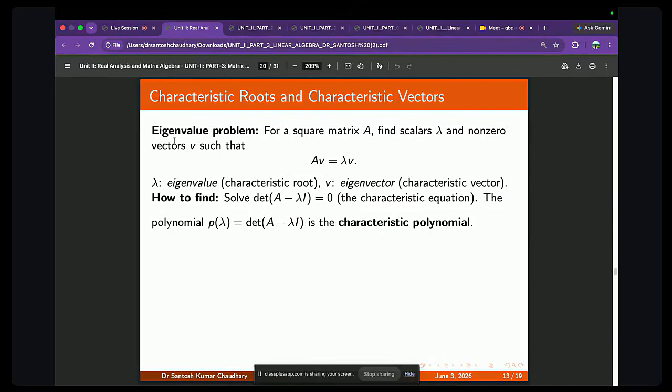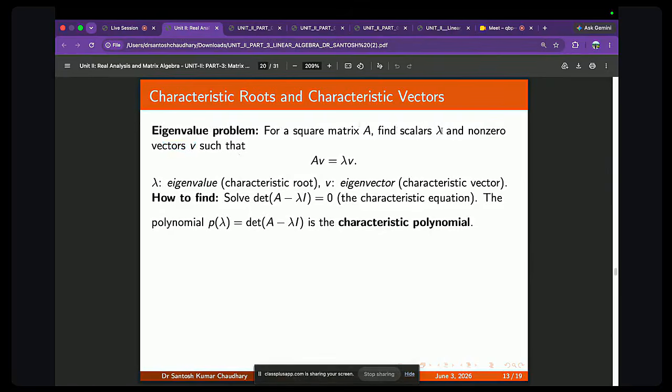The next is eigenvalue. So what is the eigenvalue and what is the eigenvector? How to define? Characteristic root is another name of eigenvalue. Characteristic vector is another name of eigenvector. So for a square matrix A, a number lambda and a non-zero vector V, lambda is the eigenvalue and V is the eigenvector.